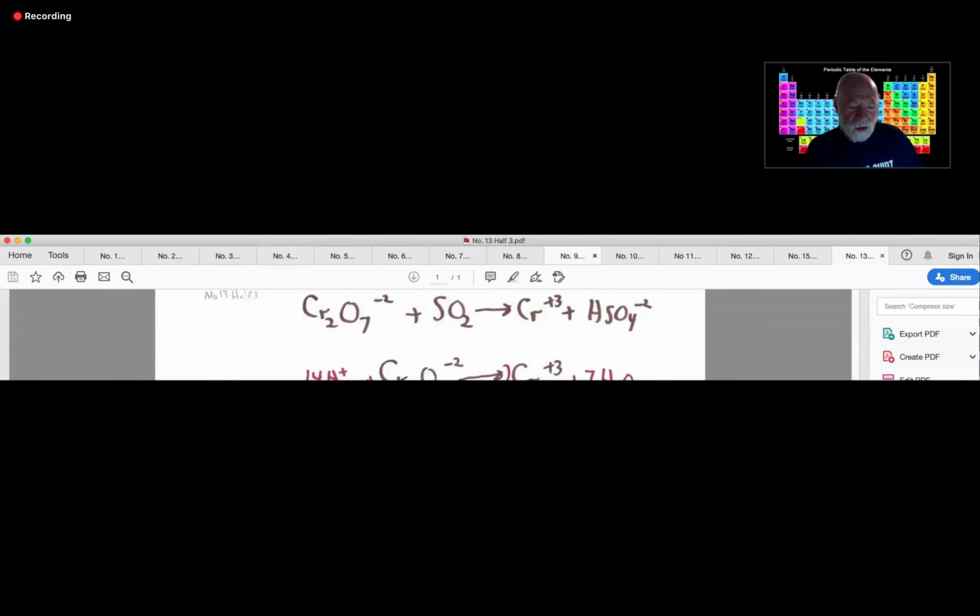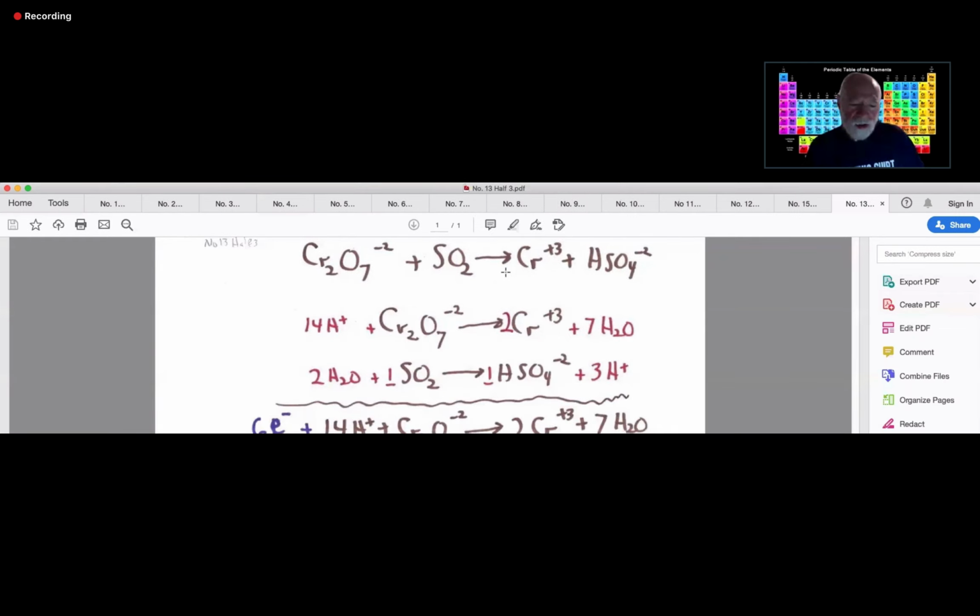Okay, so we have Cr2O7 2-, SO2 gives you Cr 3+ plus HSO4-. Now notice this one shouldn't be too hard to break up. So we're going to have 2 reactants and 2 products. We're going to match them as best we can. So you got the Cr2O7 matches with the Cr 3+, and SO2 matches up with the HSO4-. So that kind of makes sense. Okay, so let's balance by mass first.